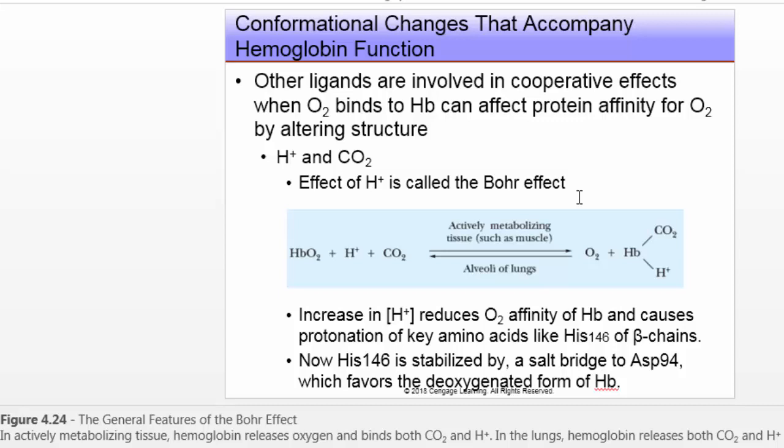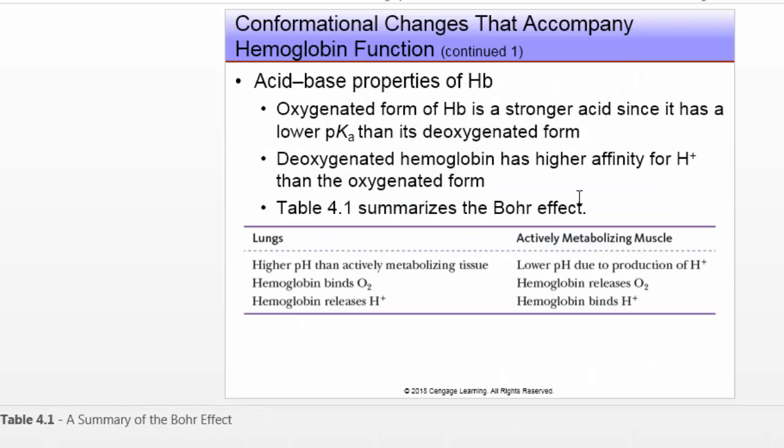Now, an increase in the concentration of H plus, which means lowering of the pH, reduces the oxygen affinity of hemoglobin. Increasing H plus causes the protonation of key amino acids, including the N-terminals of the alpha chains and histidine 146 of the beta chains. Now, this histidine is stabilized by a salt bridge to aspartate 94, which favors the deoxygenated form. Table 1 here summarizes the important features of the Bohr effect.